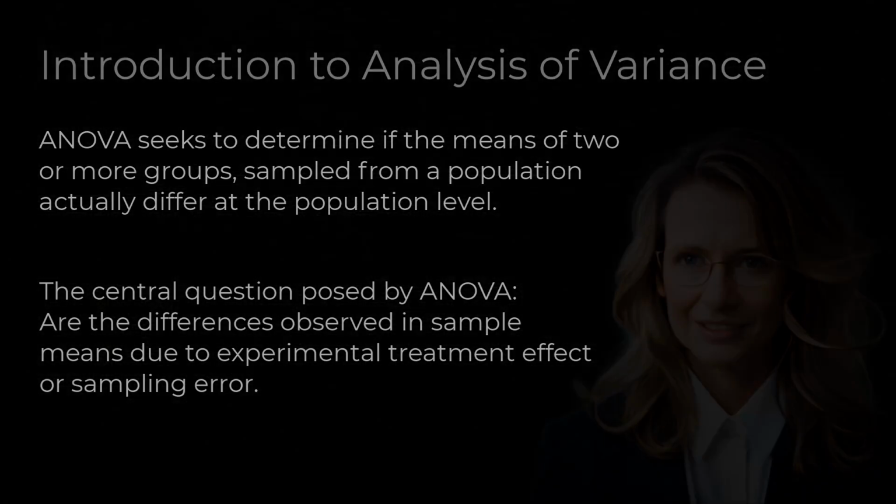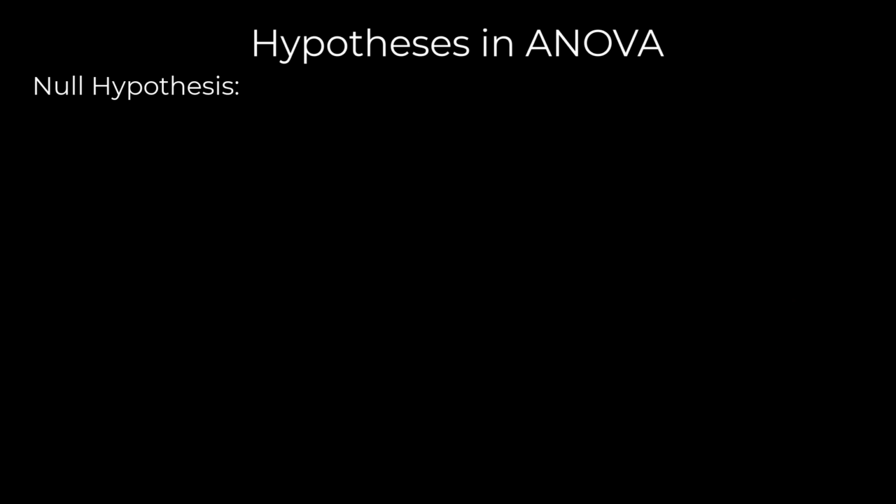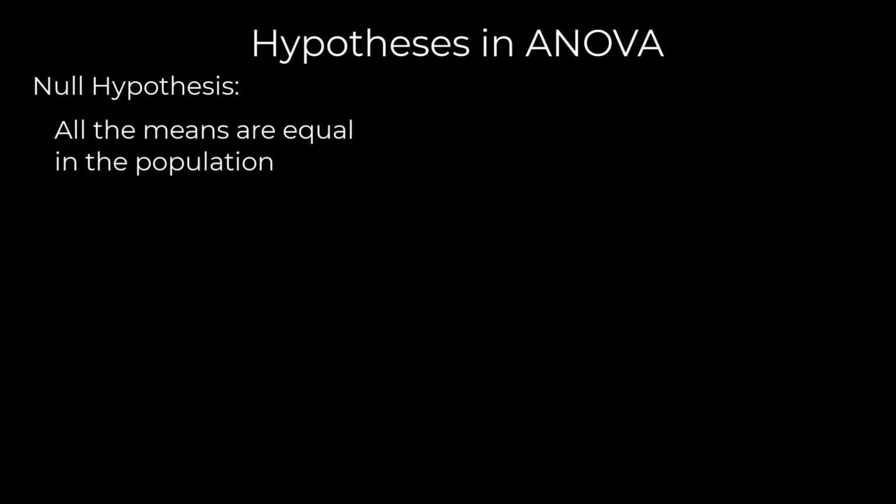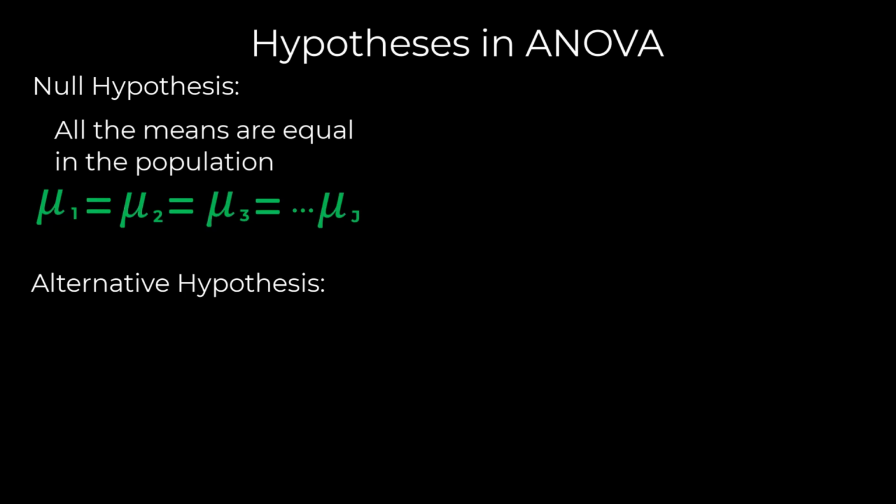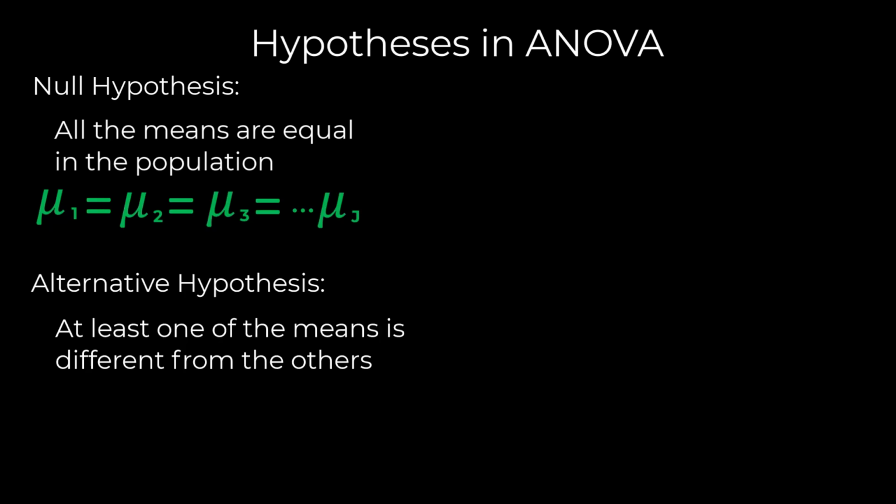Before we explain how we answer this question, we first need to discuss what the hypothesis being tested by ANOVA is. In an ANOVA, the null hypothesis states that the population means of all the groups, denoted as mu1, mu2, mu3, and so on, are all equal. That is, we are testing the hypothesis that there are no differences among the group means in the population versus the alternative hypothesis that at least one of the means being tested differs from the others.